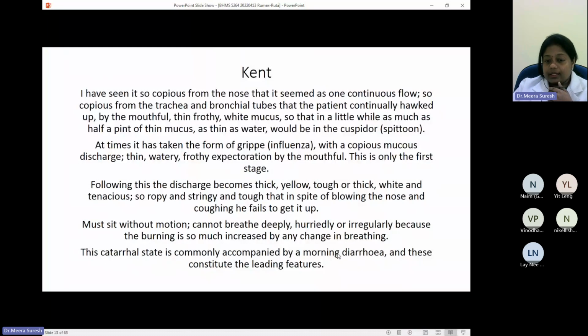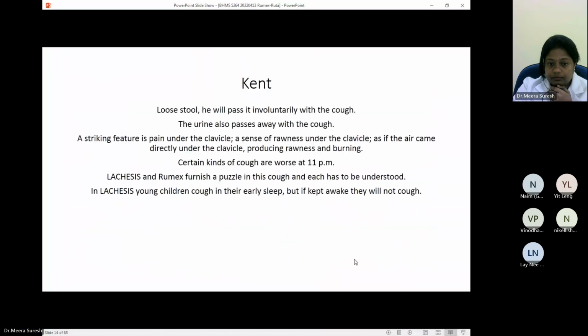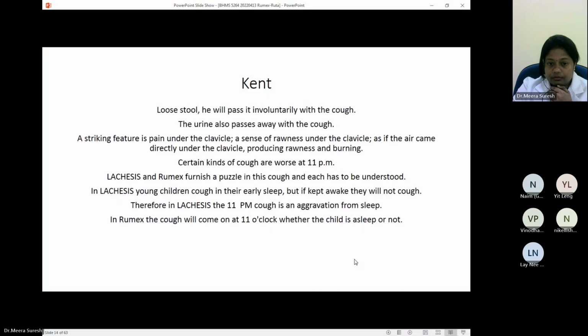And this catarrhal state is accompanied by a morning diarrhea. There is loose stool which will pass involuntarily with the cough. So along with the cough, there is an involuntary passage of stool and also involuntary passage of urine.